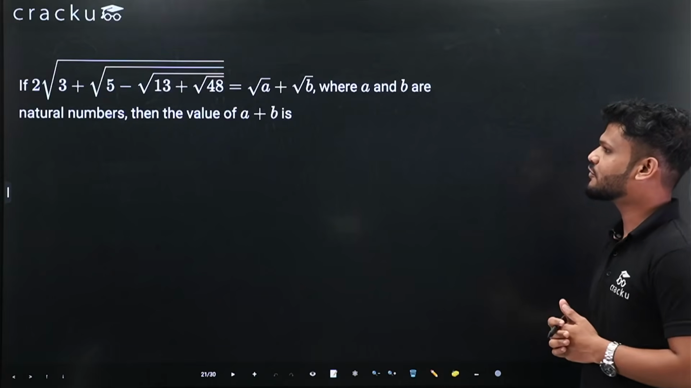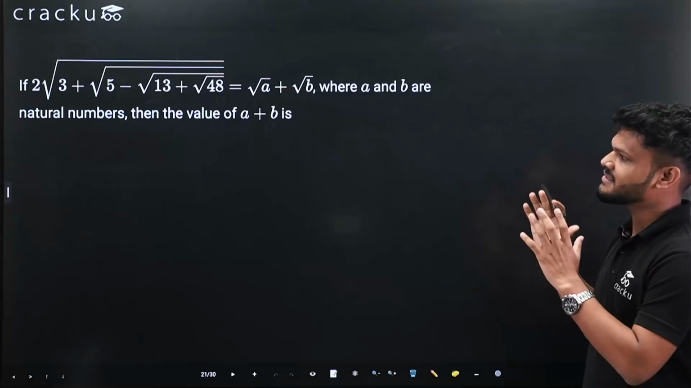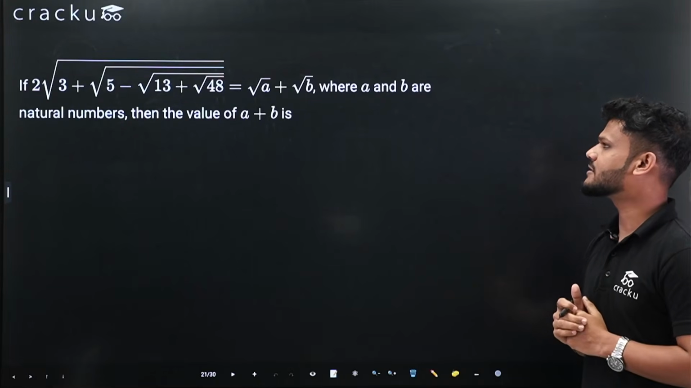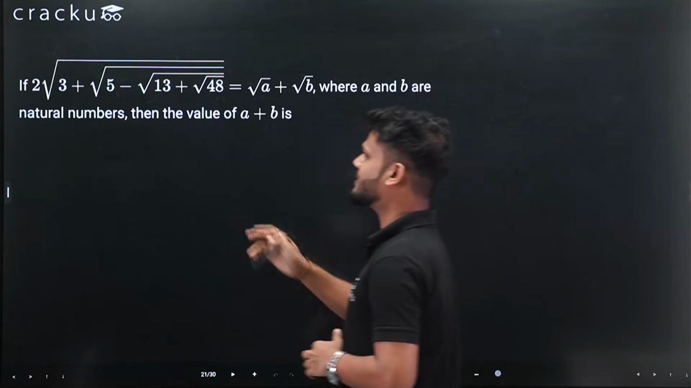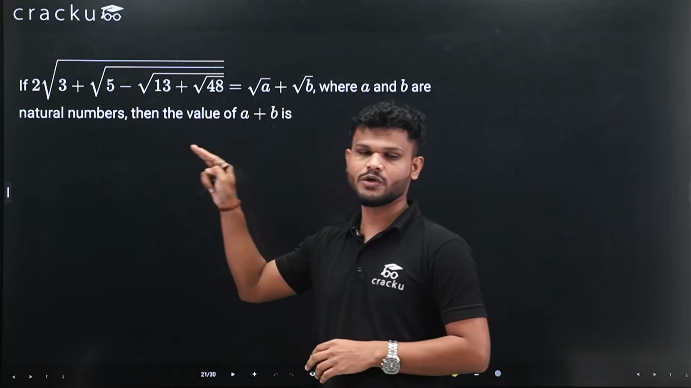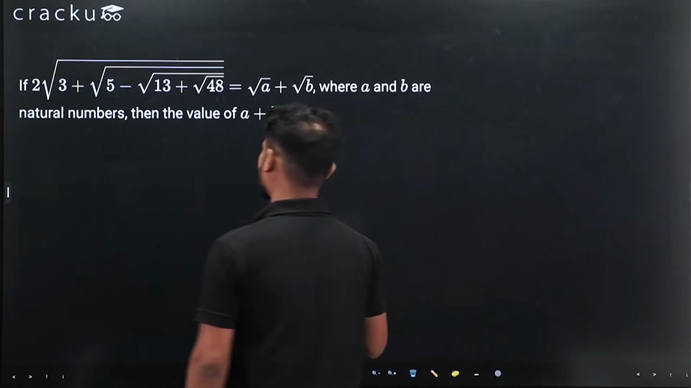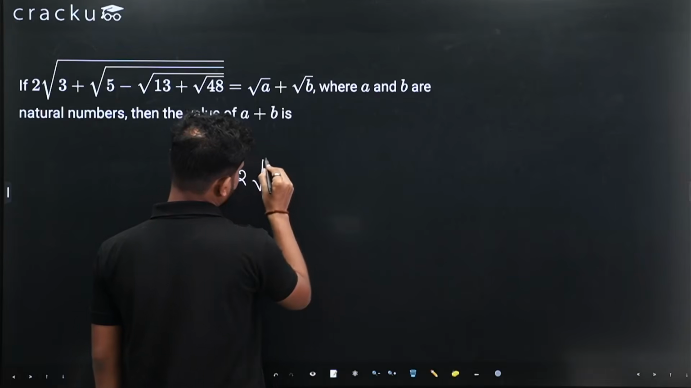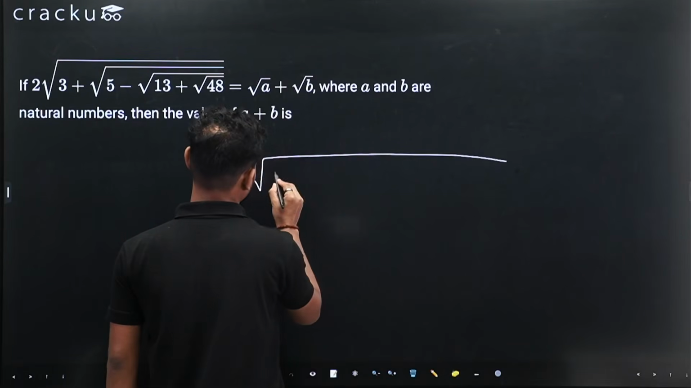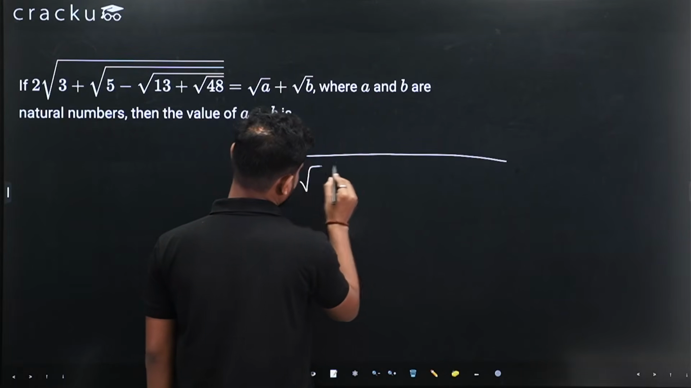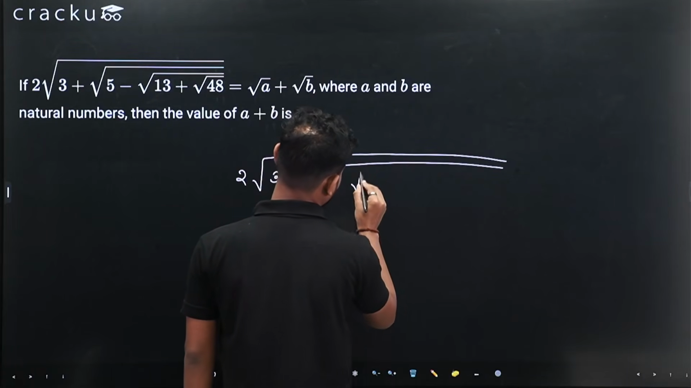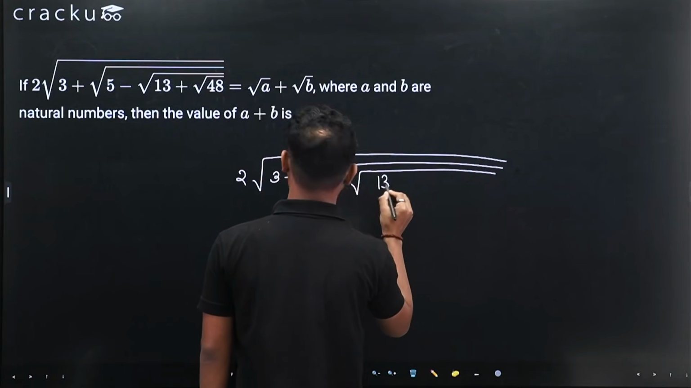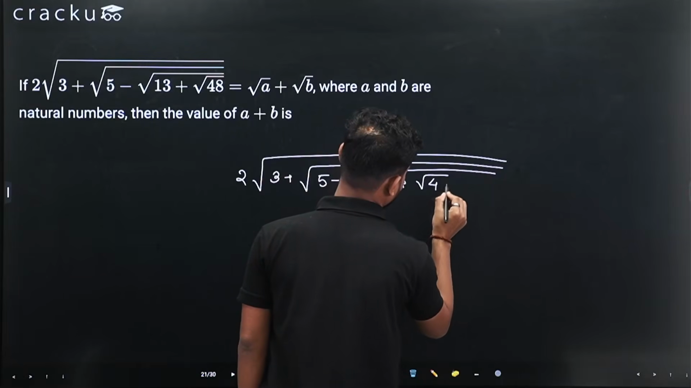In this question, we have to write this given expression in the form under root a plus under root b, such that a and b are natural numbers. Always remember, whatever will come outside the root will be a positive number. So it is given 2 under root of, under root 5 minus under root 13 plus under root 48.